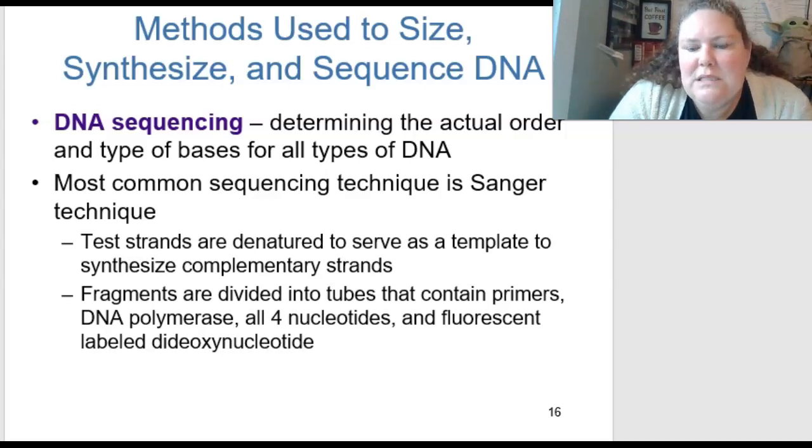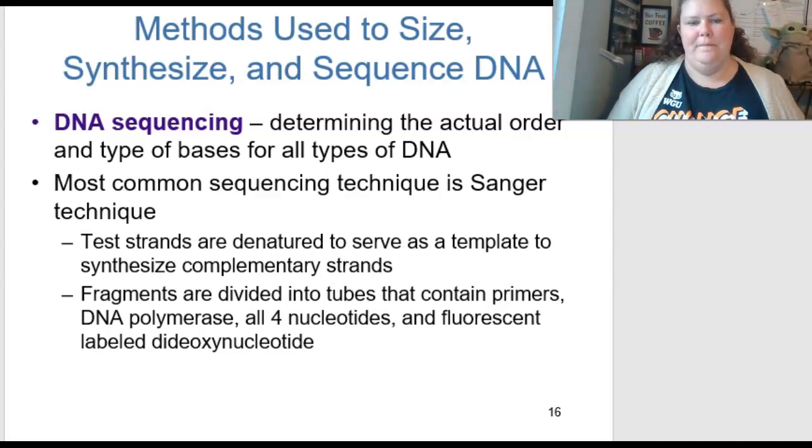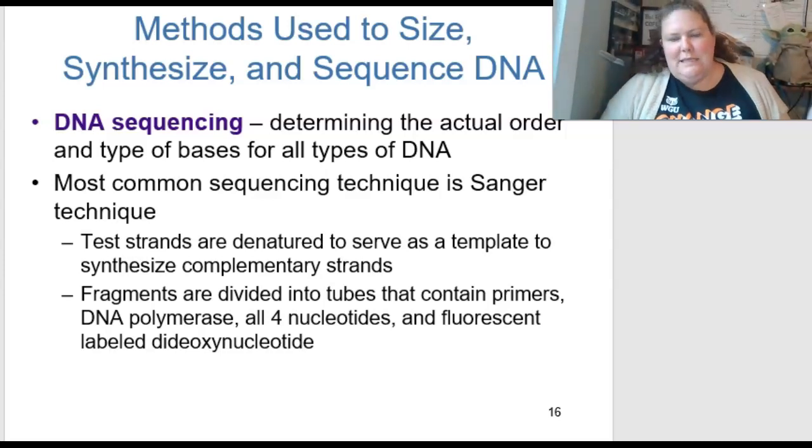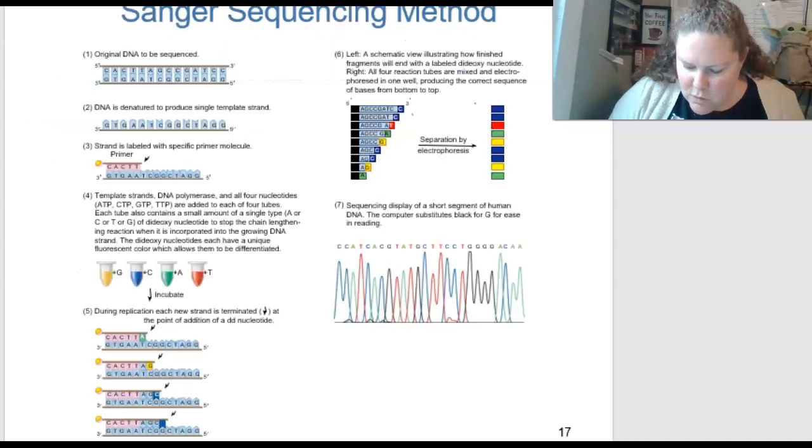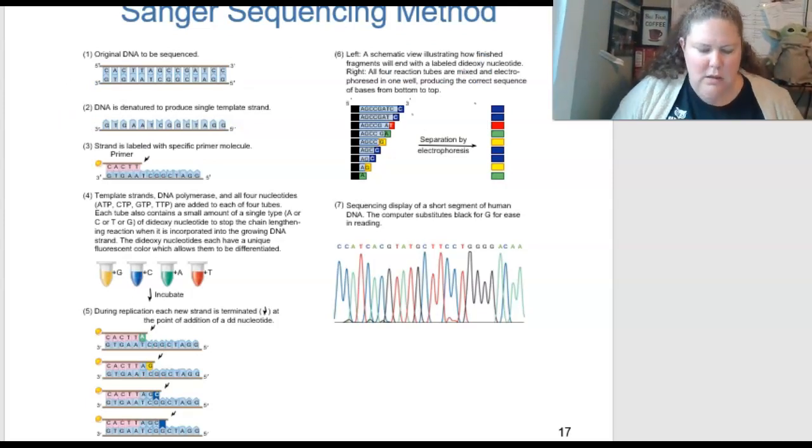The most common sequencing technique is called Sanger sequencing, or the Sanger technique. This is when the test strands are denatured. They're heated enough that they unravel the double strand to serve as a template to synthesize complementary strands. Then the fragments are divided into tubes that contain primers, DNA polymerase, all four nucleotides, which would be your A, T, C, G, and then fluorescently labeled dNTPs, so As and Ts and Cs and Gs. Okay, and so this is pretty cool.